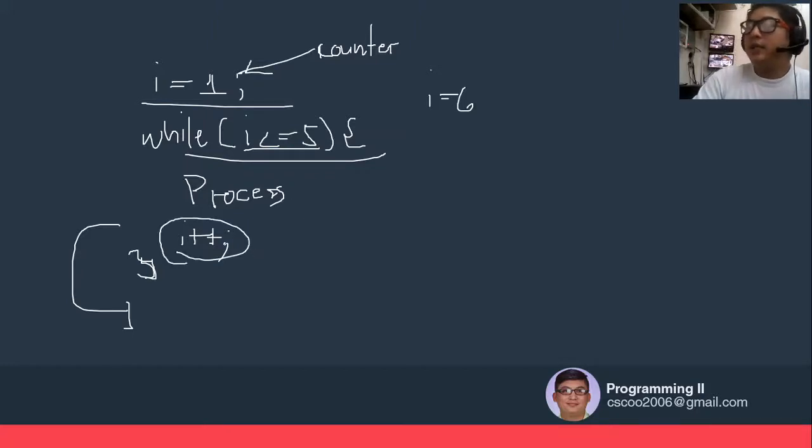Because you always update the value of I to increment by 1 every time the body of loop is executed. So, you always make sure that you update this variable so that your loop will not go into an infinite loop.